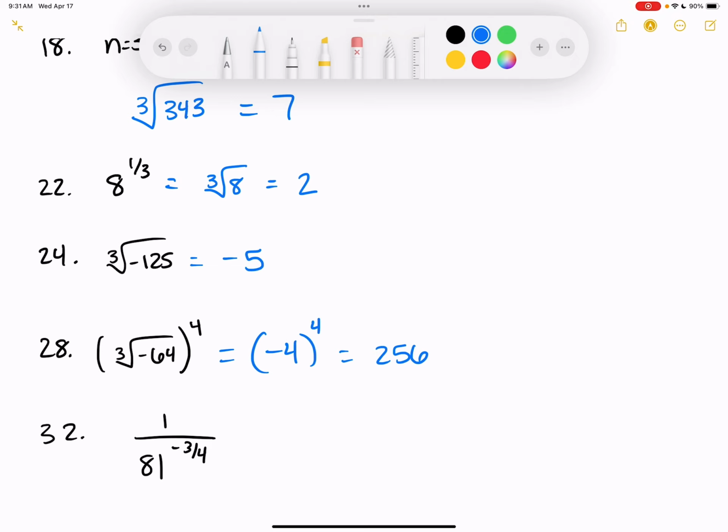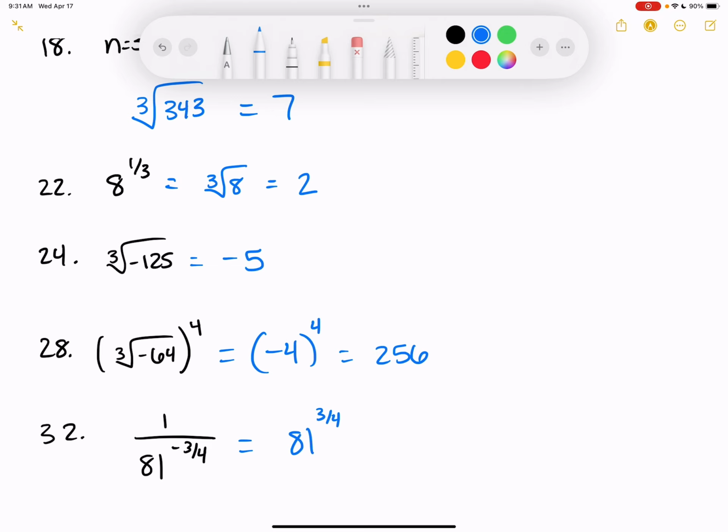So what is the first thing I do when I see a negative exponent? Move it to the top. So I'm going to do 81 to the 3/4. Now, what does the 3 and the 4 tell me that I'm going to be doing to 81? Okay, or well, what does the 4 tell me I'm going to do? It's on the bottom.